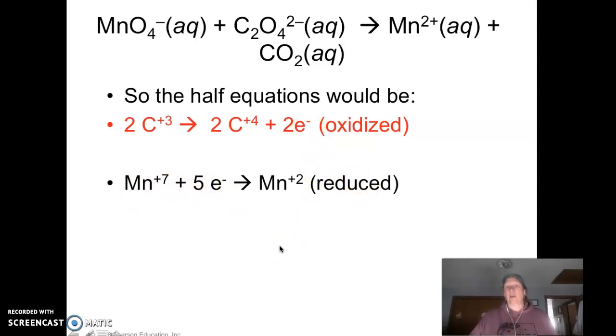And like I said, I always remember OIL RIG. Oxidized is loss of electrons. It's more positive. Reduction is gain. It gains electrons. It becomes more negative.